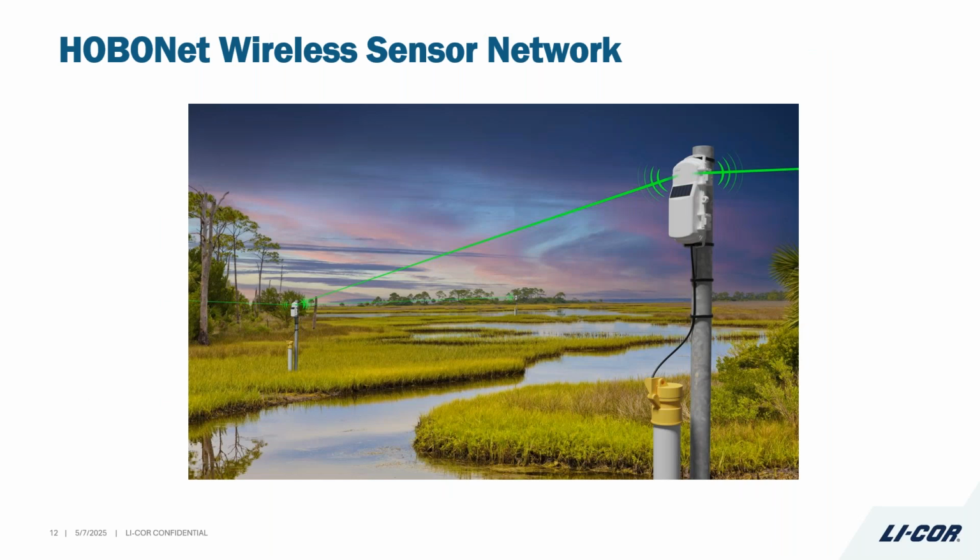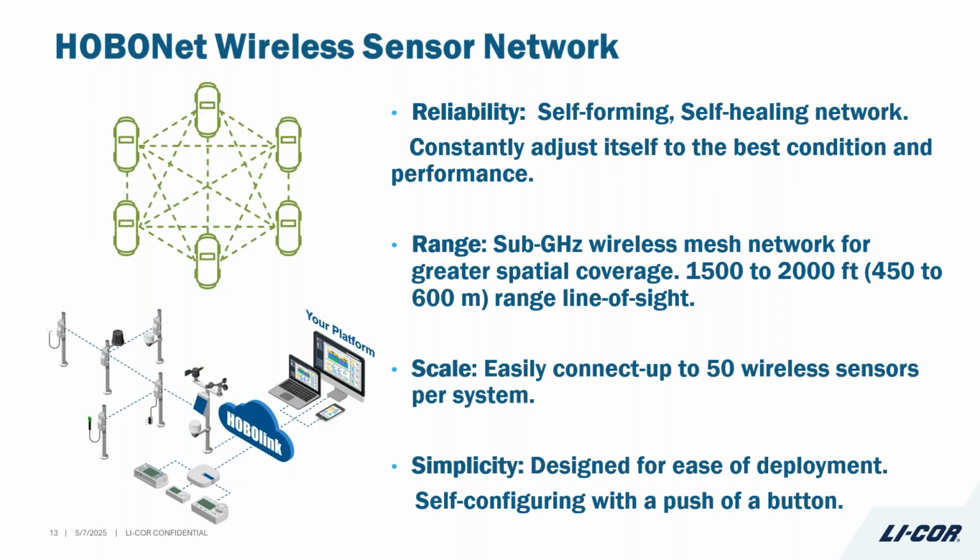Now I want to get into our HoboNet and our wireless system, because this is where scalability is at its greatest, to be able to scale up the amount of monitoring points that you have. So this HoboNet system is our mesh network of wireless sensors. And this gives you reliability, range, scale, and simplicity. This gives you the availability to be able to create a reliable, self-forming, self-healing network of wireless sensors, because they talk to each other via 900 megahertz a wireless radio signal.